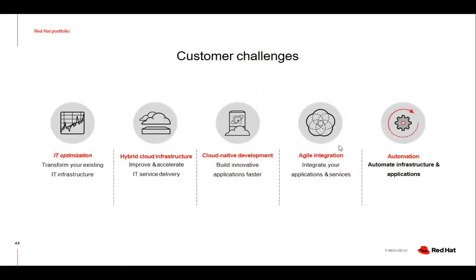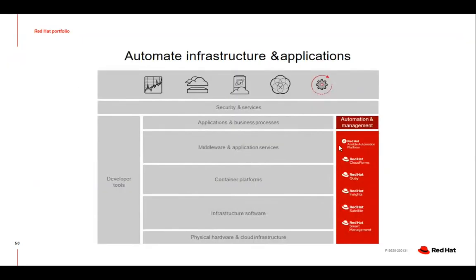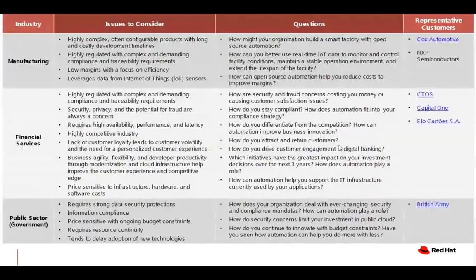So last but not the least, we come to automation. We have already discussed agile integration, cloud native development, and now we come to automation. Red Hat has one of the best tools, which is also in Gartner's Magic Quadrant, that is Red Hat Ansible automation. Okay, so what are the kinds of issues which you would consider for Ansible automation, right? What are the different industries which face the kind of issues which are actually solved by Ansible?